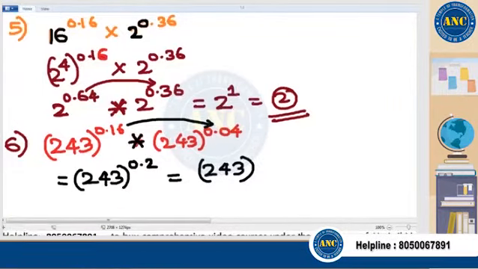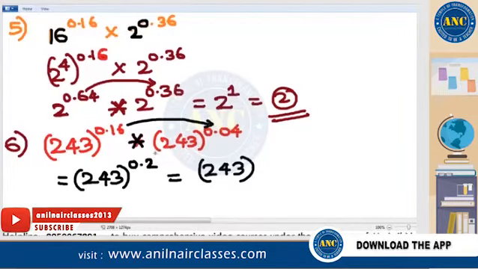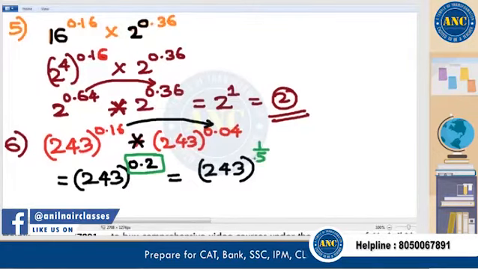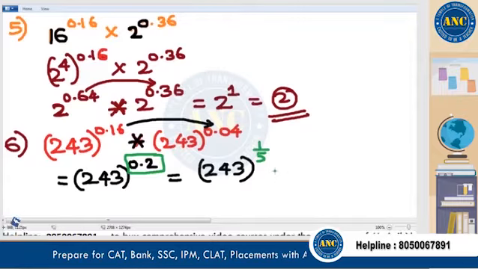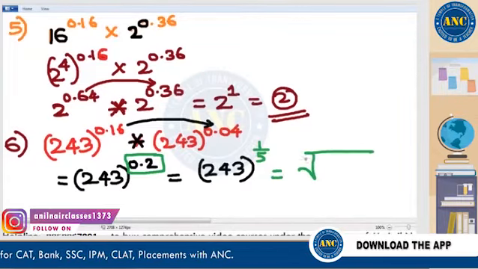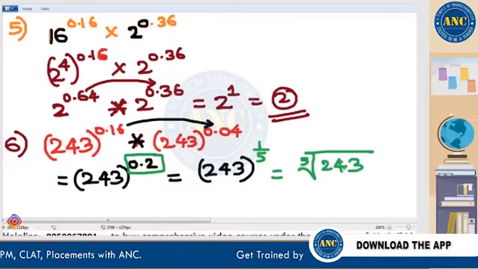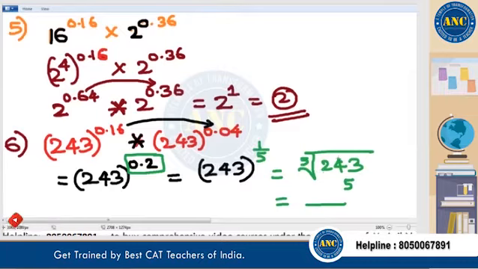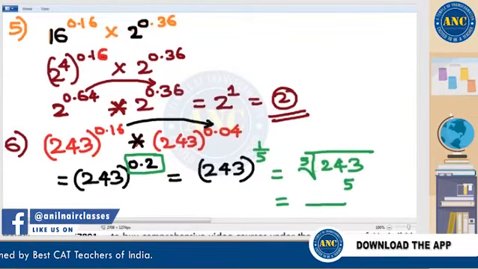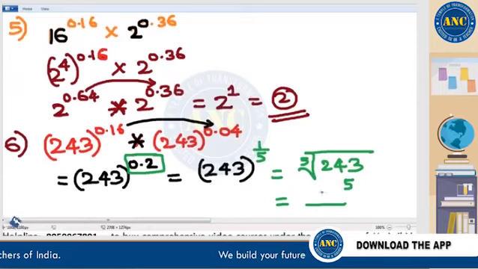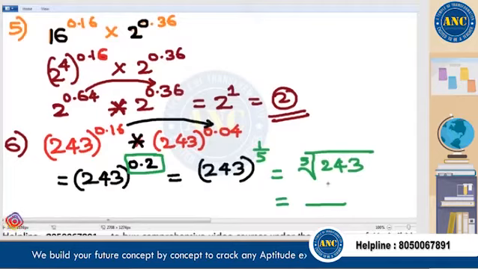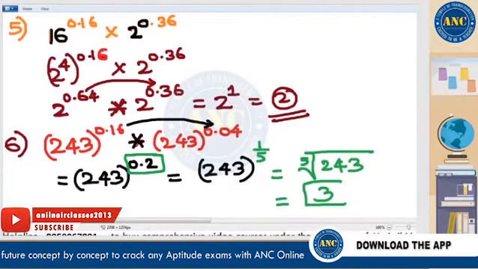This is again something which we discussed in our fraction to percentages conversions in our percentages class and also DI class. 0.2 is nothing but 1 by 5. That means they are asking you what is the fifth root of 243. That means which number, when I raise it to the power of 5, I will get 243. 243 is nothing but 3 power 5. So the fifth root of 243 is nothing but 3.